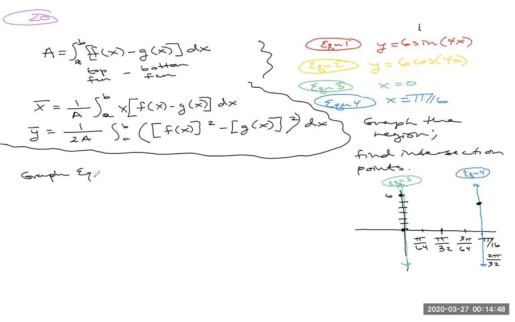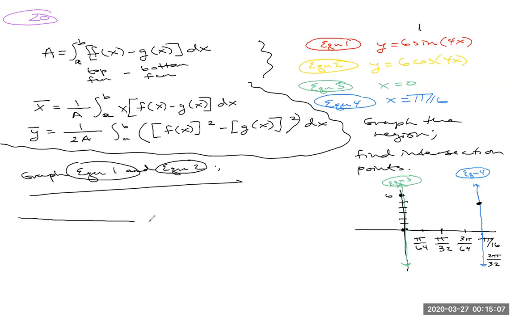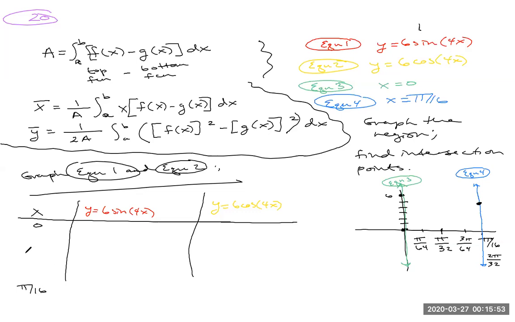Okay, so graph equation 1 and equation 2 now. And you can tell that they're both functions in terms of x. So we are going to use an x table. So x over here, and then we'll have equation 1, and then we'll have equation 2. Okay, so for x, we found out that 0 and pi over 16 would be our bounds. Then we take averages to find some other values to check.